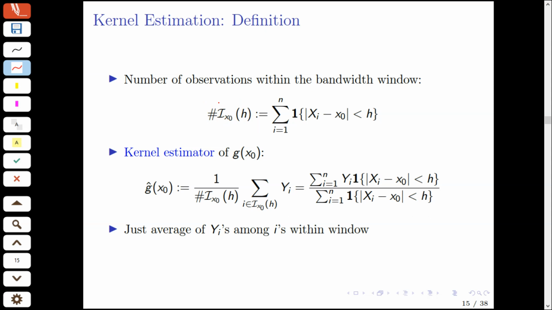Now, based on our definition of the window of opportunity, it amounts to just going through every single observation and counting whether x falls within h of x0. So here I've introduced this 1 as short for the indicator function. That is the function which takes the value of 1 if whatever we put inside is true, and 0 otherwise.